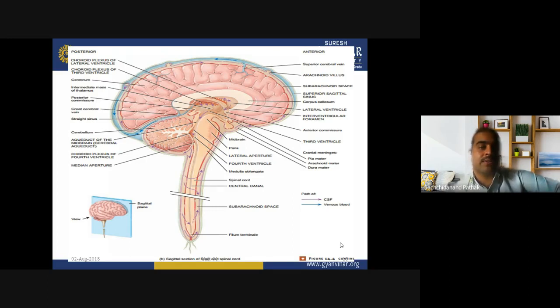Cerebrum is the first part of the brain we are talking about. All these parts are the cerebrum. After the cerebrum, the second one we have seen will be the diencephalon. Just below the cerebrum, you can see the intermediate mass of thalamus, posterior commissure, great cerebral vein, straight sinus, then cerebellum below, aqueduct, choroid plexus of the fourth ventricle, and median aperture will be there. So these all are the parts of the brain.